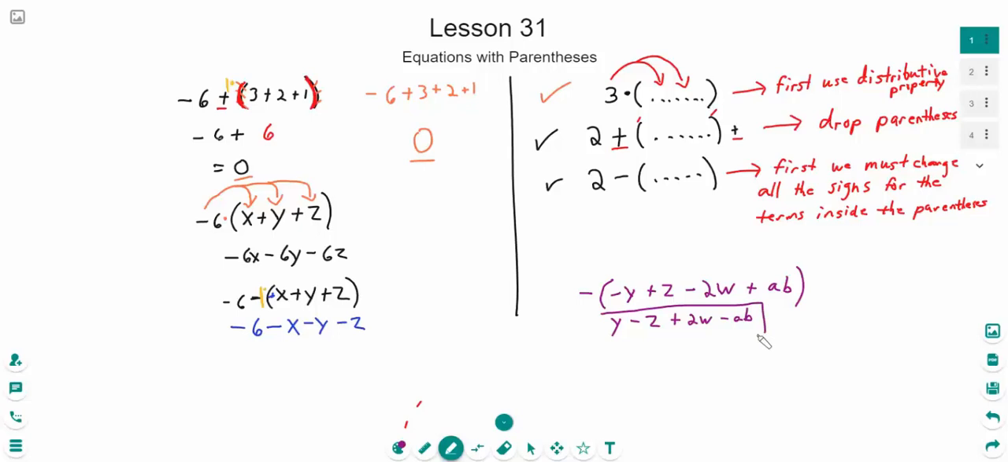This would be a simplification of this first expression. We've removed the parentheses, but because this is a negative, we've, in a sense, distributed that negative through each term. A negative times a negative y is a positive y. A negative times a positive z is a negative z. A negative times a negative 2w is a positive 2w. And a negative times a positive ab is a negative ab. So that's all we're doing. We're distributing that negative through, but we can think of that as simply switching the signs on everything inside the parentheses. All right, so hopefully that makes sense.